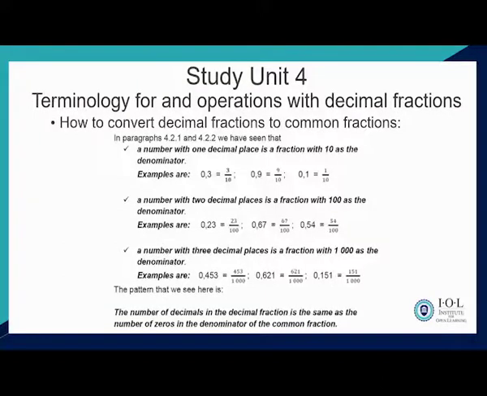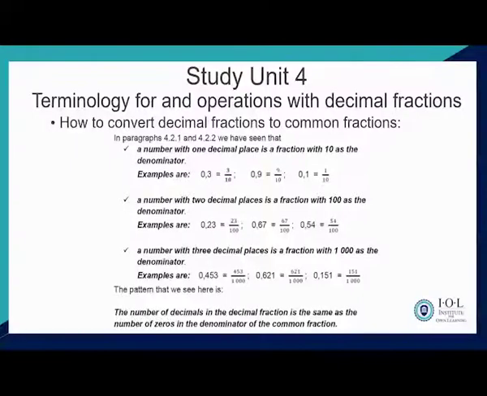Next one, 0,23. It is 0,2 and 3 hundredths. So it's 23 over 100. 0,67 is 67 over 100. The last one, 0,453 is 453 over 1,000, because it is thousandths. There's a difference between tenth with a th at the end and a 10 with no th at the end. A 10 is above 0 and tenth with a th is below 0.